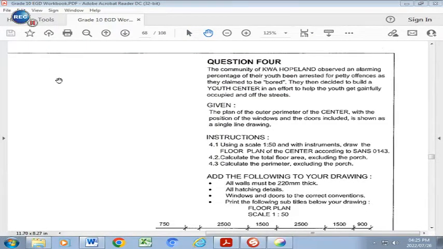So the community of KWA Hopeland observed an alarming percentage of the youth being arrested for petty offences as they claim that they are bored. Now this probably would happen during school holidays when the schools are not creating the activities and occupying learners. And during that time, these petty crime occurrences happen.